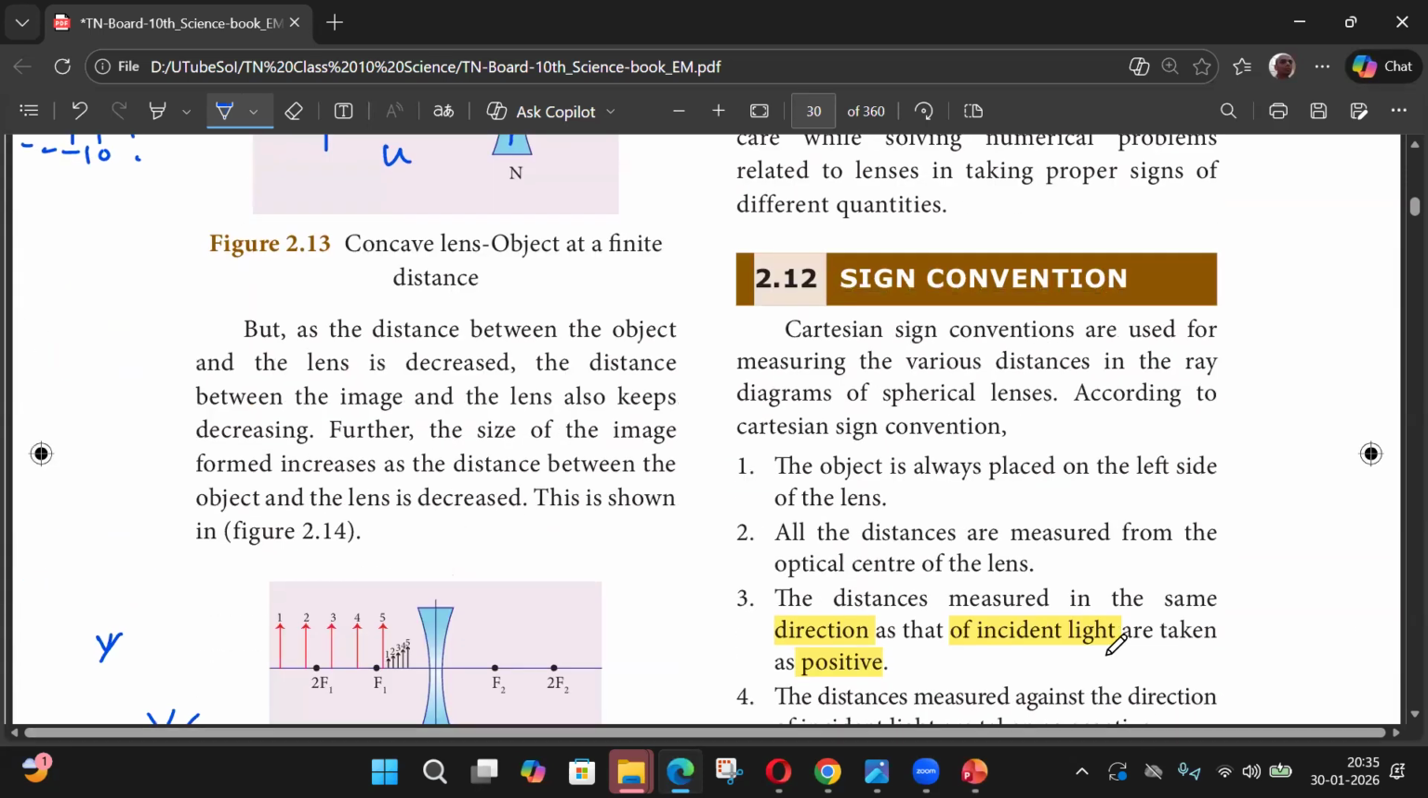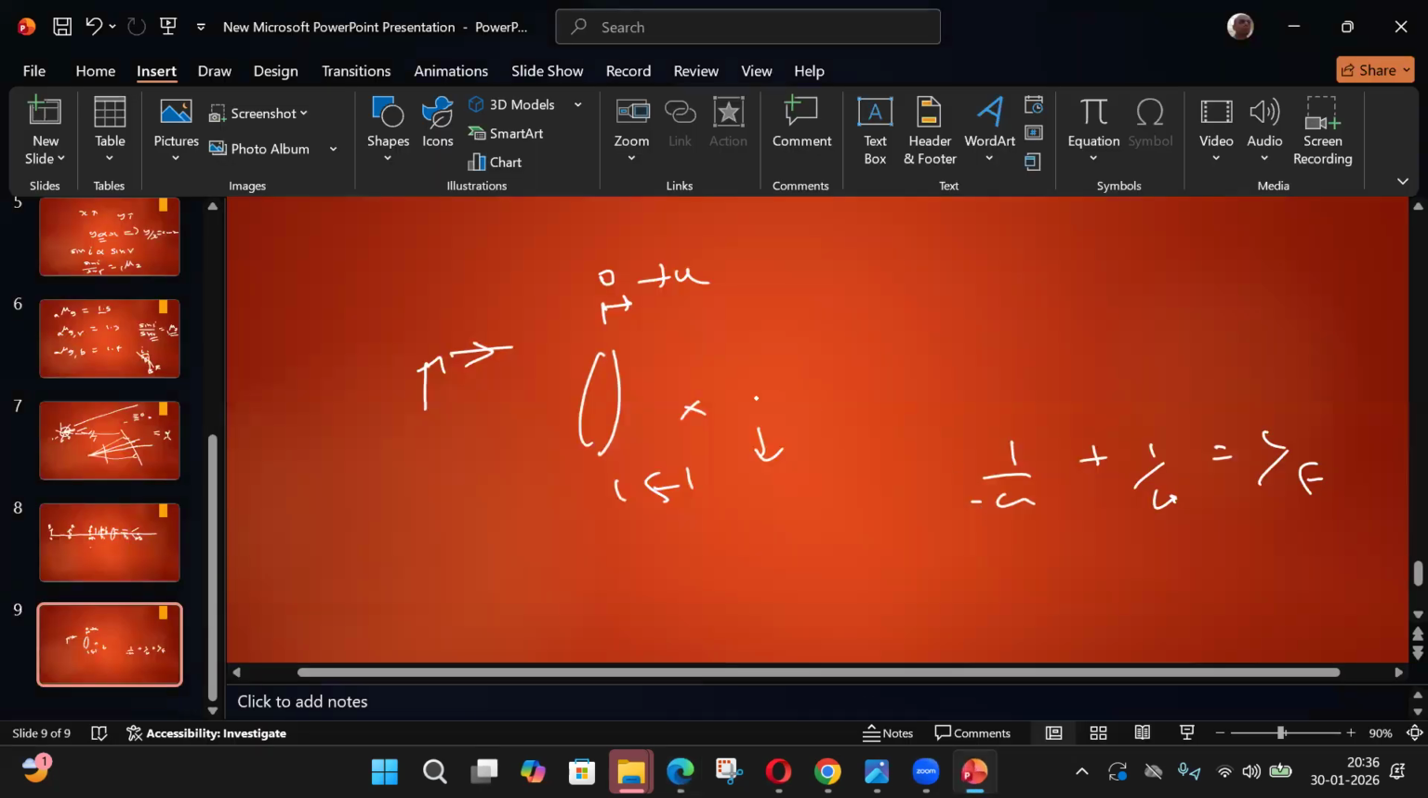Sign convention, I just said: the direction of the incident light is positive. Origin, basically, I would choose the origin in that positive direction. For the x-axis, the origin has to be fixed, which is the center of this lens. And one direction is positive. This is the incident light. This is the object. So the light ray will come like this. So this is the positive direction.